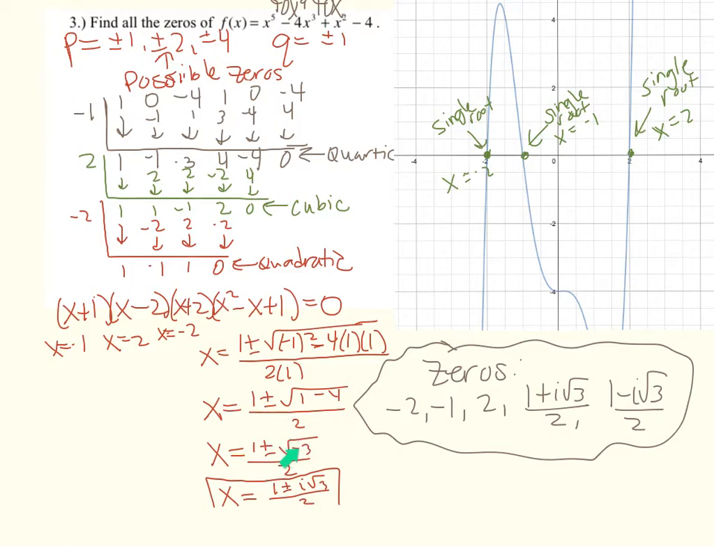Because there's a negative under here, remember you've got to break that down and think of that as the square root of -1 times the square root of 3. Square root of -1 is i, so you get i square root of 3. So we have 1 plus or minus i square root of 3, all divided by 2. And now we can list our 5 zeros because it was a degree 5 polynomial. 5 zeros, 5 solutions: -2, -1, positive 2, 1 plus i square root of 3 divided by 2, and 1 minus i square root of 3 divided by 2.